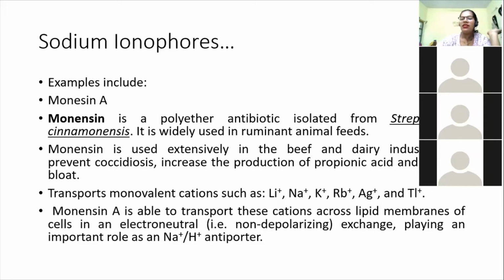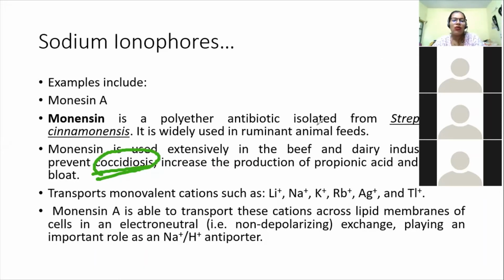It is an antibiotic isolated from Streptomyces cinnamonensis. It is widely used in ruminant animal feeds. It is used extensively in the beef and dairy industry to prevent coccidiosis. Please remember this word, coccidiosis. It also increases the production of propionic acid, which helps against bloating in cattle.